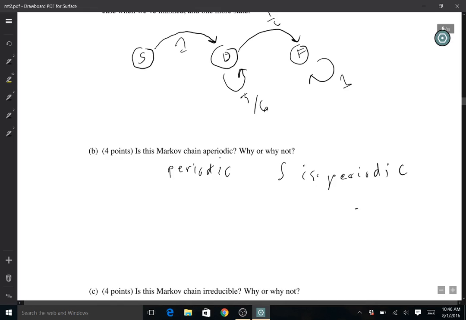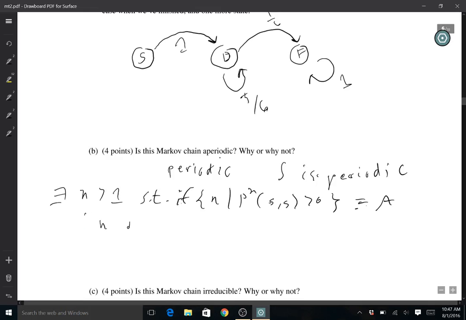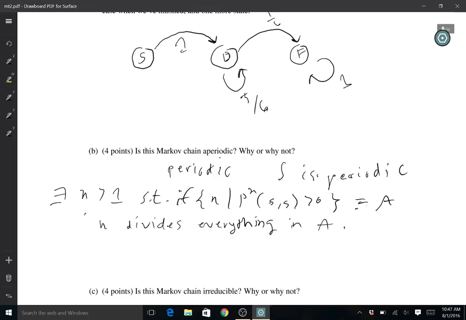As to why S is periodic, the definition of periodic is there exists n greater than 1 such that, with the set of n such that P to the n of the state, here I'm going to write S because that's the state you care about, is non-zero, and if we set this set equal to A, then n divides everything in A. So now we have to look at what this set is equal to.